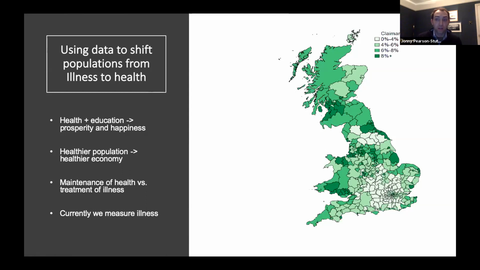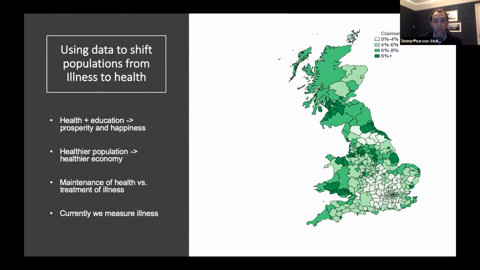Here we're seeing on the right the claimant rates, which is unemployment rates. The darker the green, the higher the unemployment rates. The lighter the green, the lower the unemployment rates. And you might ask, why on earth are we showing that in a discussion around health and the NHS? But what you actually find is that clustered where the highest claimant rates are also the worst health outcomes. Poor education, lower levels of employment, and poor health all cluster together.